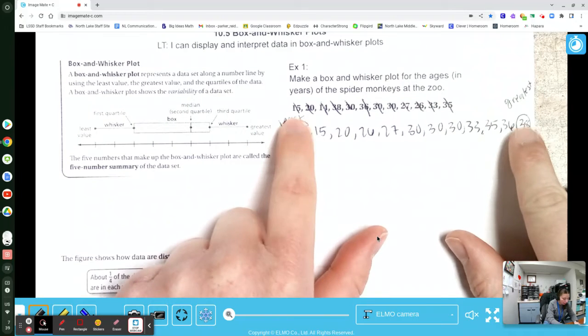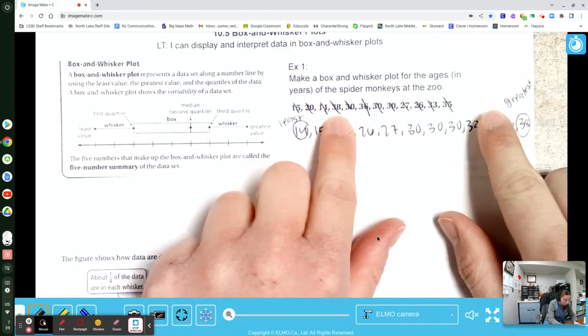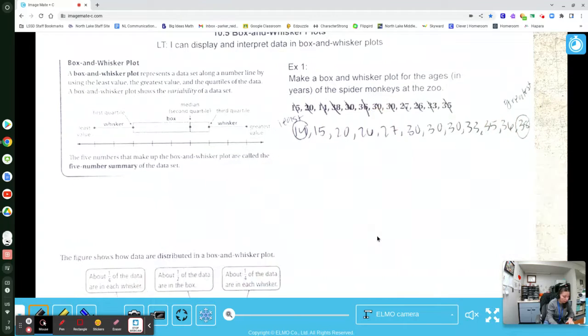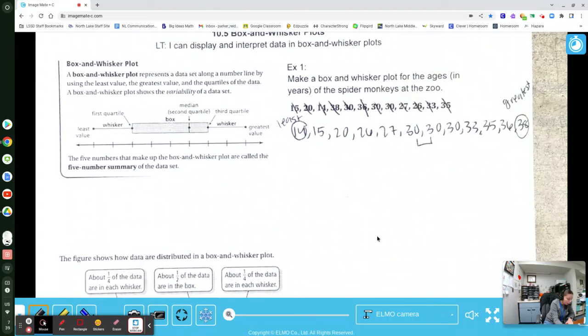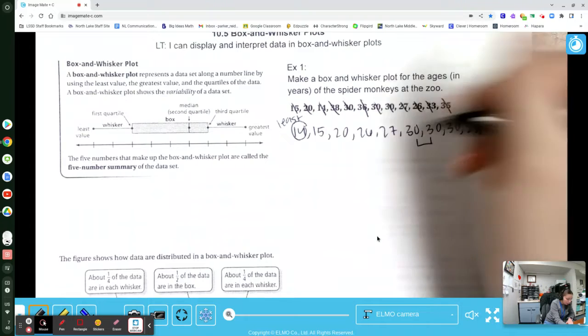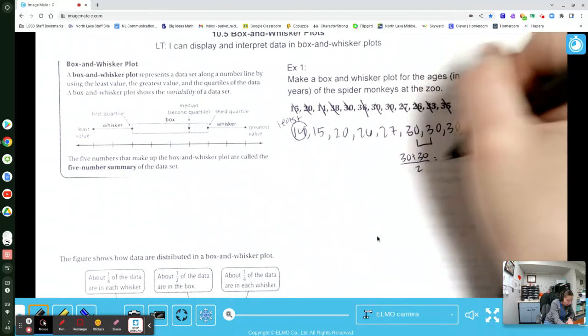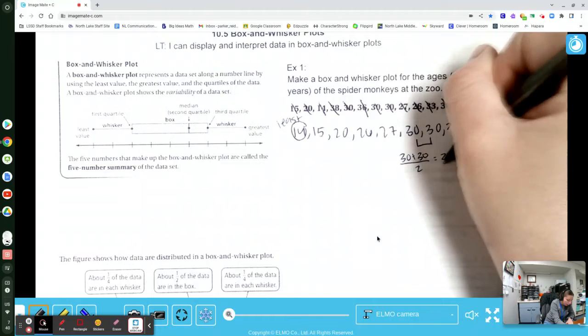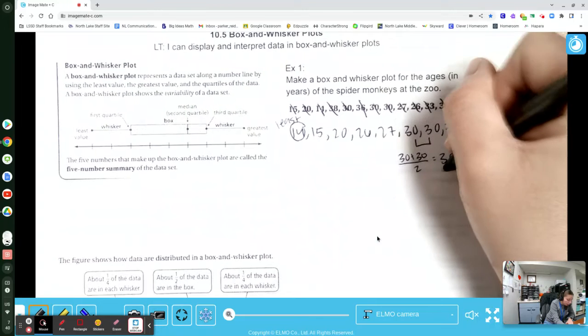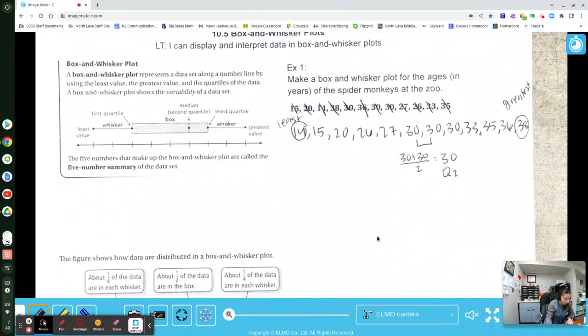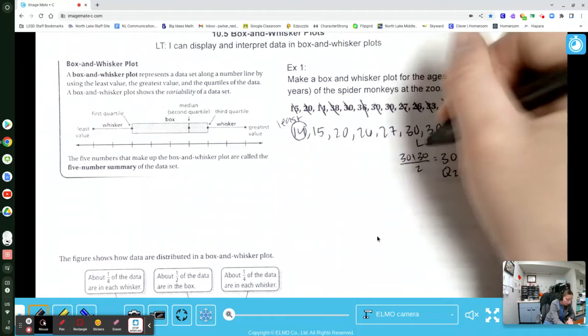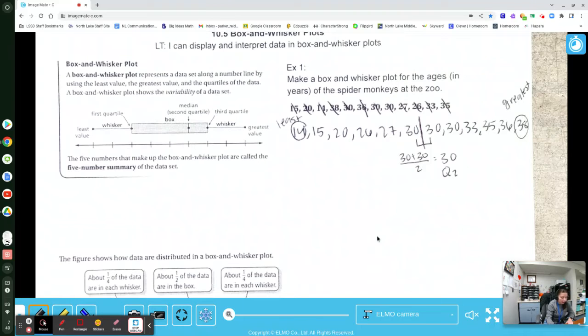So I'm going to count into the middle, moving my fingers in one at a time. I get 2 numbers in the middle, 30 and 30. When I have 2 numbers in the middle, I add them and divide by 2. I find the mean of them. Because the numbers are the same, I know that it's going to be 30. So the median or quartile 2 is 30. Okay, so that's my median in the middle.